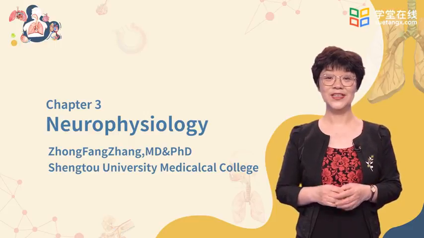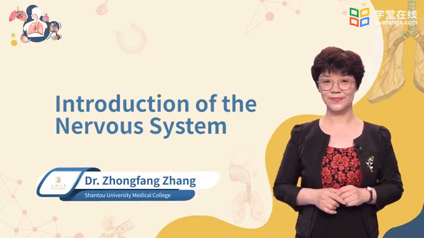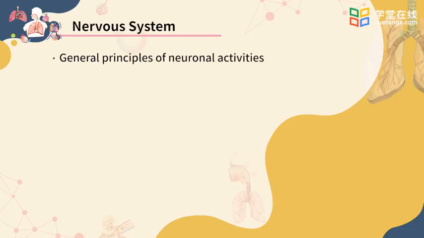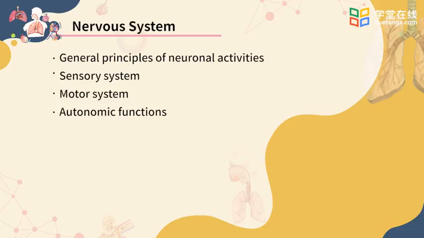This week, we'll discuss the nervous system. We'll talk about some basic principles of the neuronal activities, the sensory function first, and then motor function, and finally, the autonomic nervous system. Here are the learning objectives of this chapter.